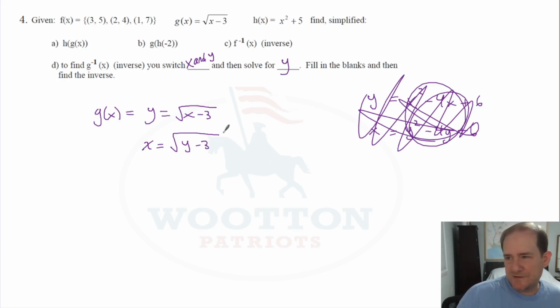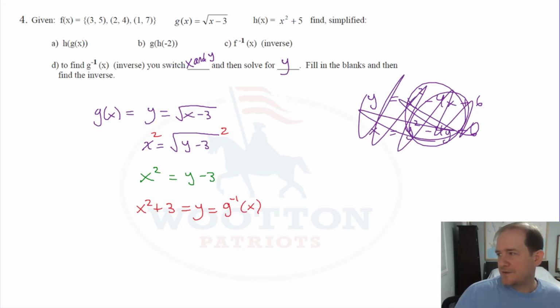And this seems to me that I should square both sides, which will land me on an x squared that equals y minus 3. Then I should just add 3 to both sides, which will give me an x squared plus 3 that equals y. But wait a minute, what's y? Y is really the inverse of g of x. So let's switch back to that fancy function notation. And we can say that our final answer is that the inverse of g is x squared plus 3.